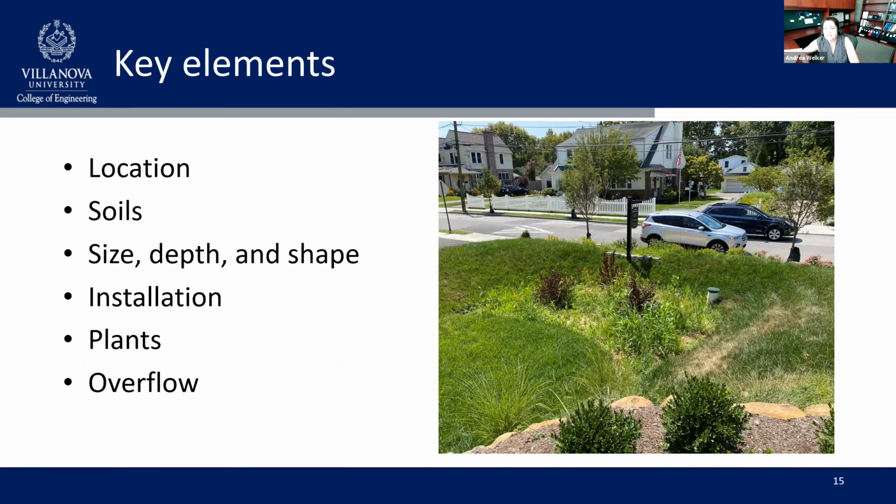So let's talk about some of the key elements of a rain garden. Things that you're going to want to think about are where you want to place this, what kind of soils you have, the size, the depth, and the shape of the rain garden, how you're actually going to install it, what plants you want to buy, and then think carefully about the overflow, because you will definitely encounter overflow with your rain garden. It's not going to be possible for you to build a rain garden that's going to be big enough to handle all rain events that occur.